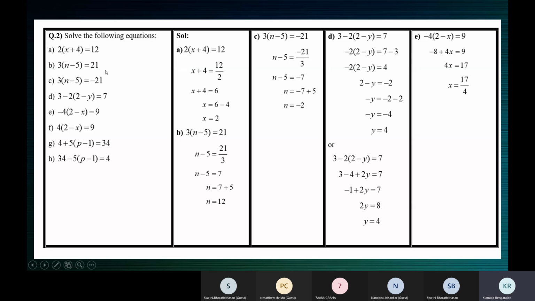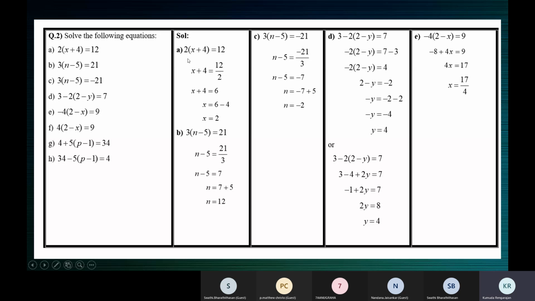Now see these equations, children. Solve the following equations. 2 of x plus 4, meaning 2 into x plus 4. But we also read it as 2 of x plus 4 is equal to 12. So we need to solve this equation and find the value of x. x is the variable. See it here. 2 of x plus 4 is equal to 12.